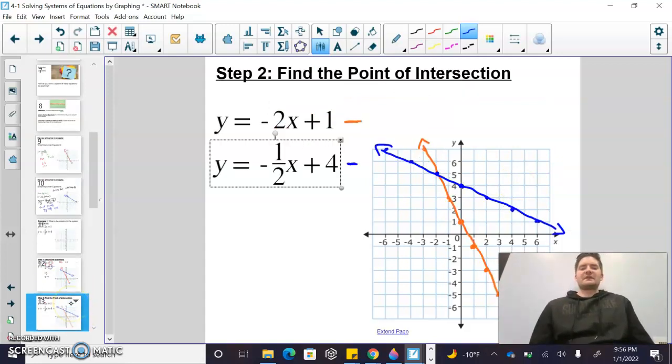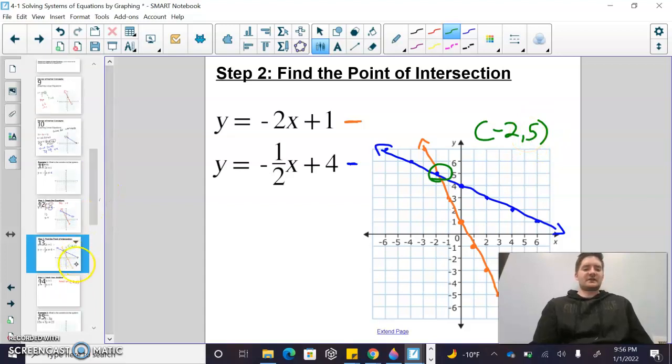Now the second step. Notice here I did this in two different colors compared to the other one, but that's okay. We're going to find the point of intersection. That's where the two lines cross, remember? It's going to cross right here, at this coordinate, negative 2, 5. So where the two lines cross, that is the point of intersection.